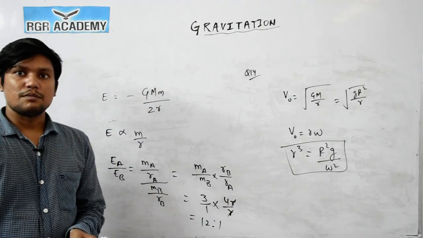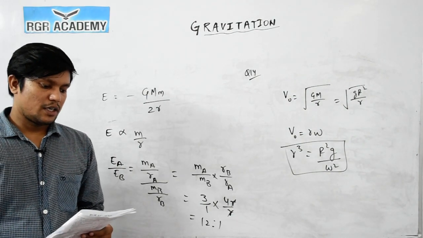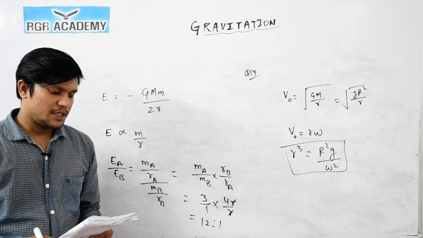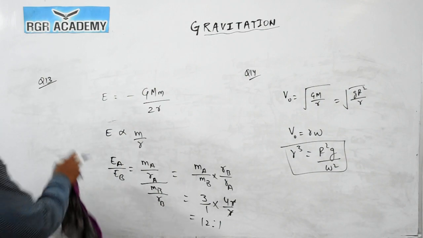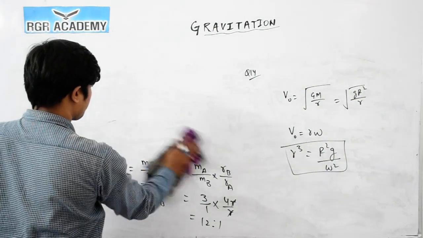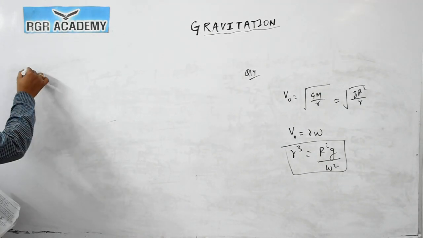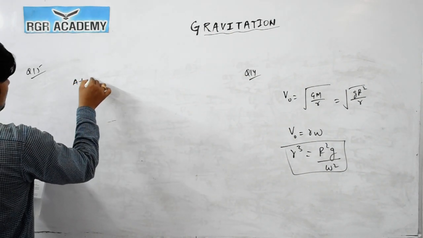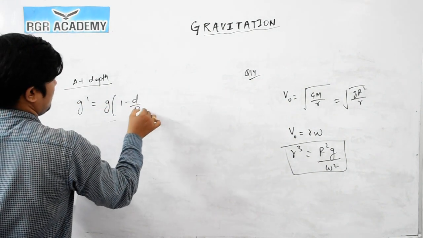Now we will move on to question number 15. At what depth below the surface of the earth will the acceleration due to gravity g be half its value at 1600 km over the surface of the earth? At depth, g dash is given by g into 1 minus d by R.